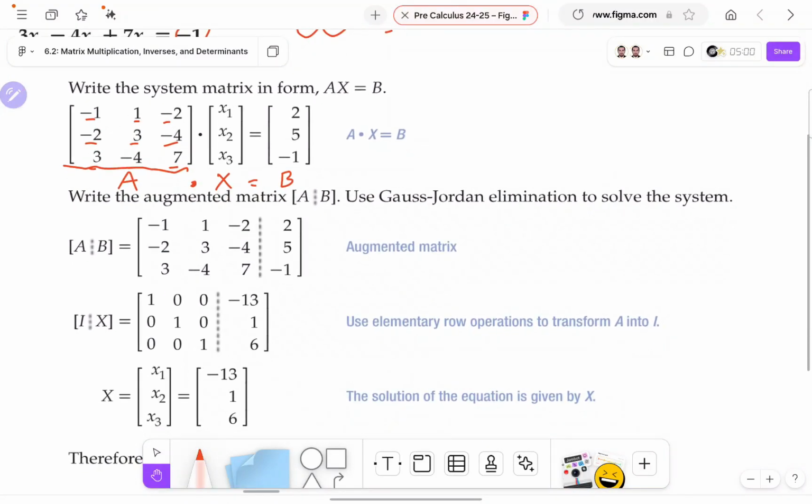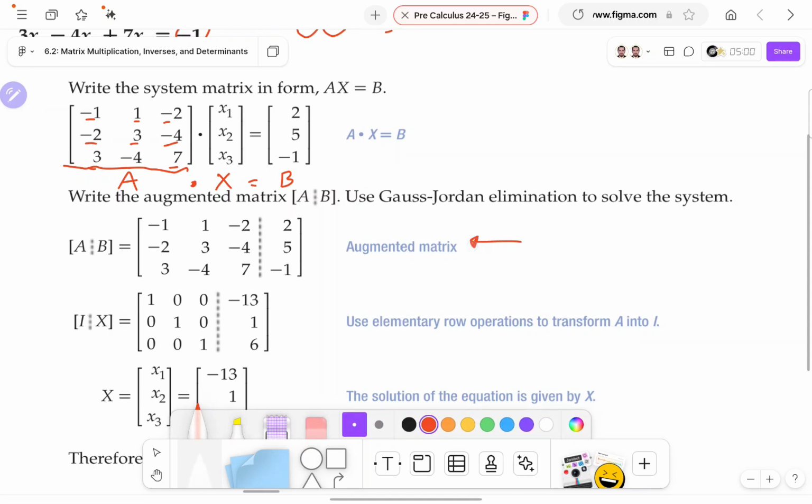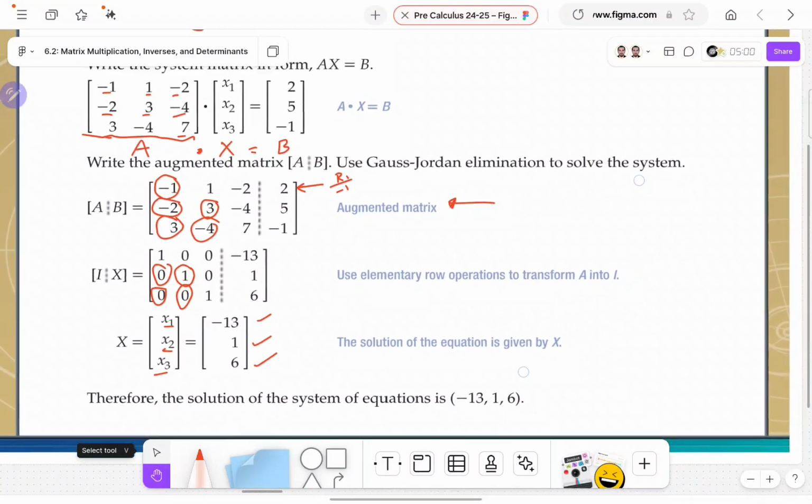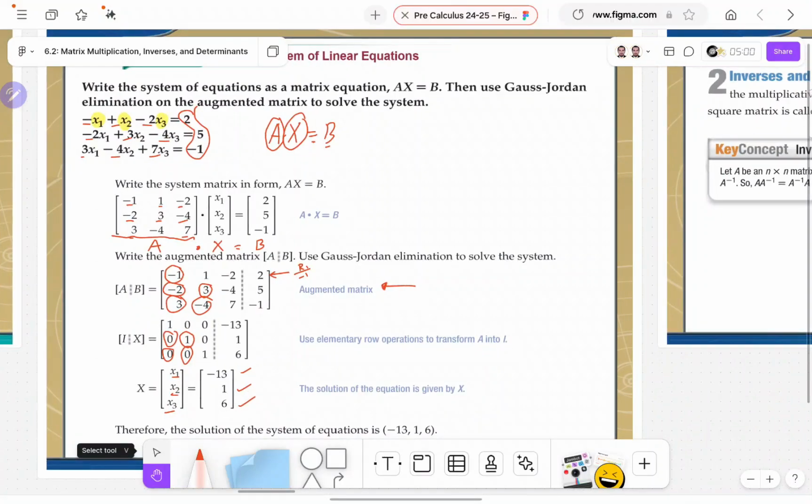Then after that, just solve it as we did in 6.1. We write the augmented matrix, then we start to make this value equal 1 by dividing the whole row 1 by negative 1. Then I need to make this value equal 0 and this value equal 0. Then I need to make this value equal 1, as you can see. Then I need to make this value equal 0. Then I get the answer: x1 is equal to negative 13, x2 is equal to 1, x3 is equal to 6. So the same way, but in the matrix equation form.